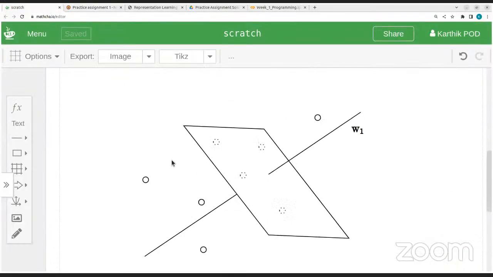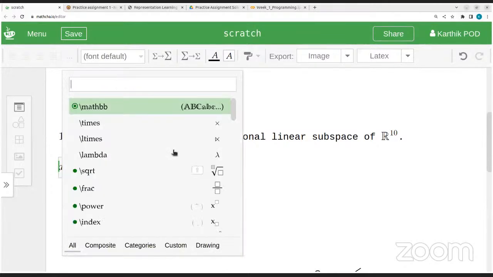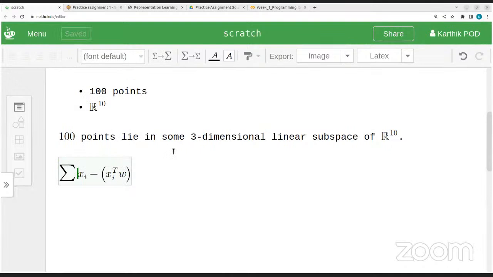Logically we can argue this way. If you have xi, then xi minus xi transpose w times w, these are the residues. If you sum this across the endpoints, this will be 0, because sigma xi is anyway 0. The data is originally mean centered. Now sigma xi transpose w into w is also 0 for the same reason. You can pull w out and argue that sigma xi is 0.